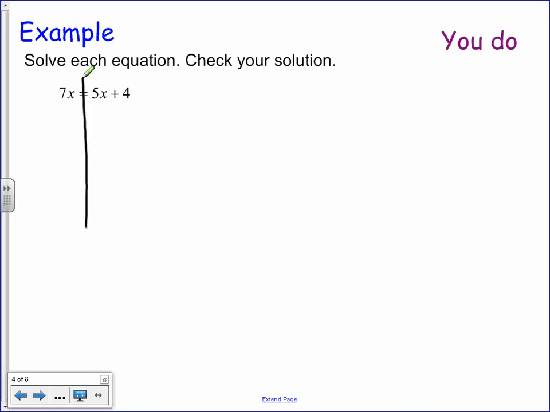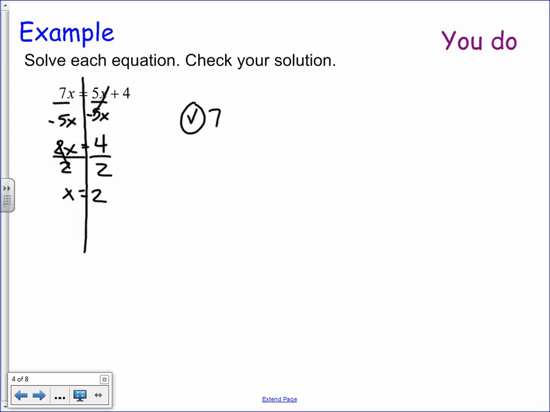So first of all, you want to move. I see that there is variables on both sides, so I want to move one to one side. So we get minus 5x, and we get 2x equals 4. Divide by 2. X equals 2.